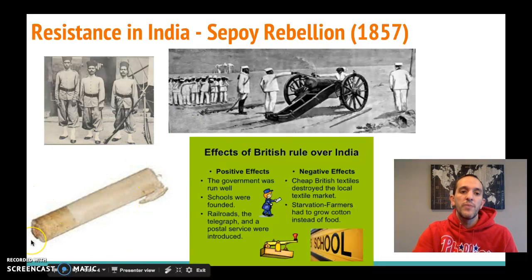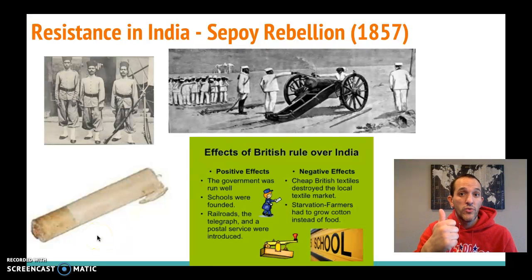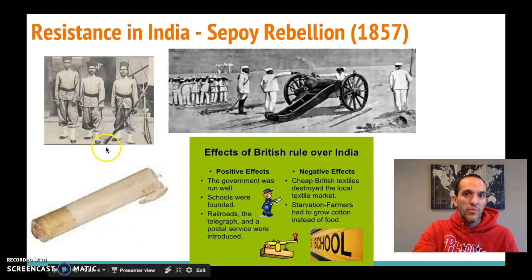And the British East India Company is going to provide them with cartridges. This is the bullet cartridge. And literally you have to take this thing, bite off the end of it, and load the gunpowder into the gun. The problem with this is that the rumor spreads among the Sepoys that this has been greased with cow and pig fat. If you remember anything about South Asia, most people are Hindu and Muslim. Hindus don't eat red meat. Muslims don't eat pork. If you grease this up with pig and cow fat, it is disrespectful to both.